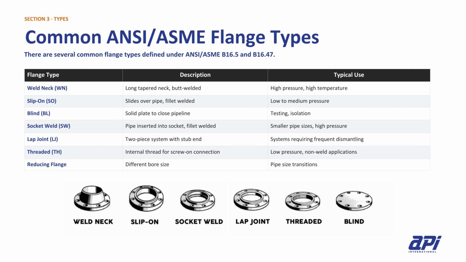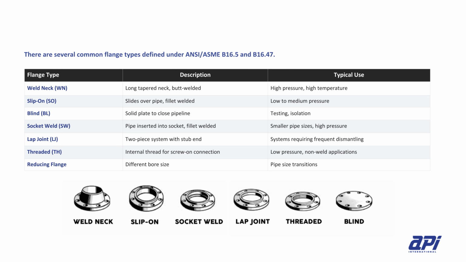A handful of flange types cover most industrial system needs. Weld neck flanges use a long, tapered neck for use in high-pressure, high-temperature service. Slip-on flanges slide over the pipe and are fillet welded for use in low to medium pressure applications. Blind flanges are solid plates that close off a line for testing or isolation purposes. Socket weld flanges suit smaller, high-pressure piping systems. Lap joint flanges use a two-piece design for systems that need frequent dismantling. Threaded flanges screw on for low-pressure connections, and reducing flanges manage transitions between pipe sizes.